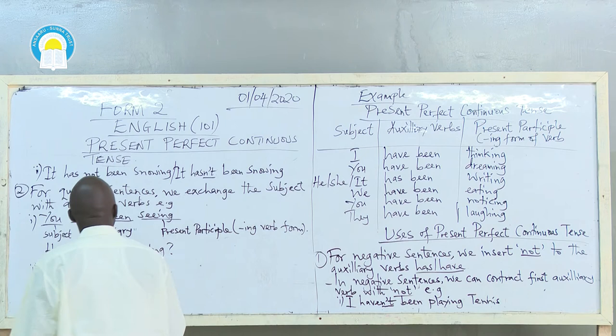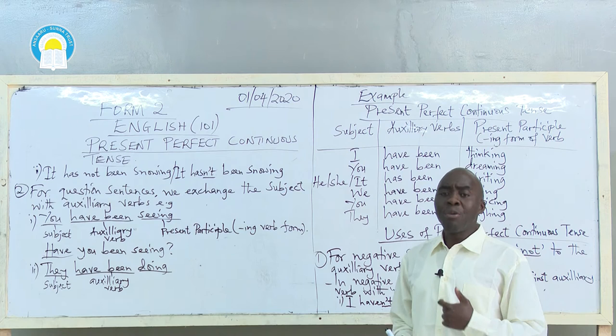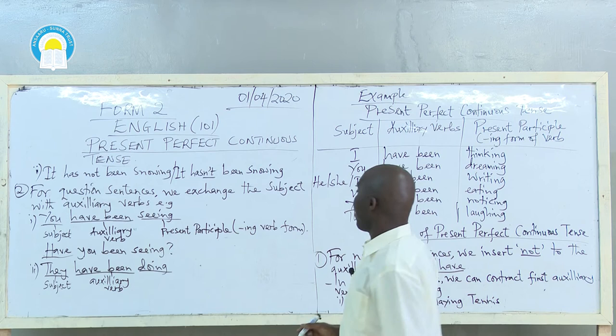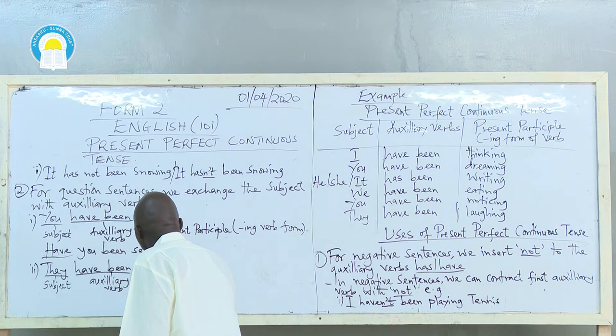Then finally, we have the main verb do, then we add ing to it to make it a continuous participle, and therefore you talk of doing. So this one is the present participle.